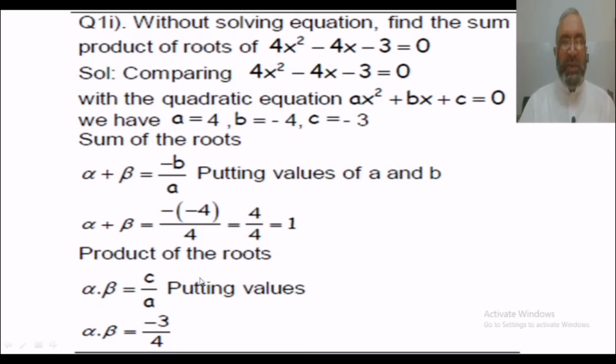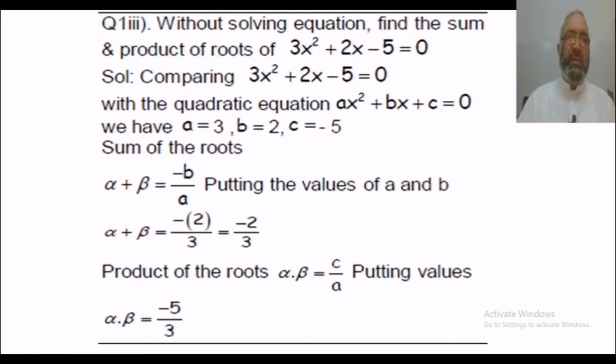Similarly, product of the roots, alpha beta, is equal to c by a, putting the value of c and a. So value of c is minus 3, value of a is 4. So product of the roots is minus 3 by 4. Thus, without solving this quadratic equation, we can find the sum and product of its roots.